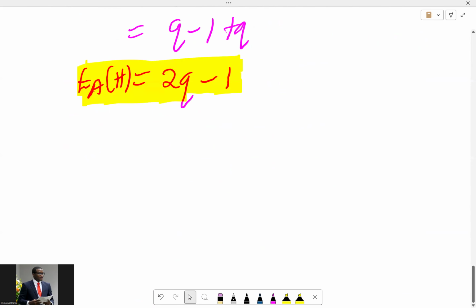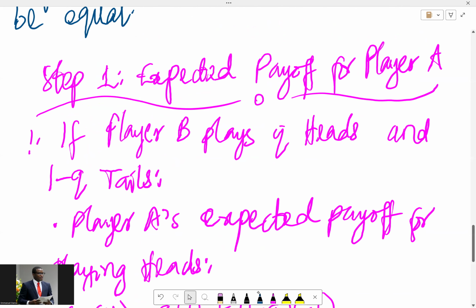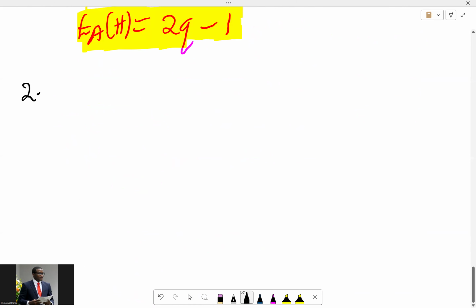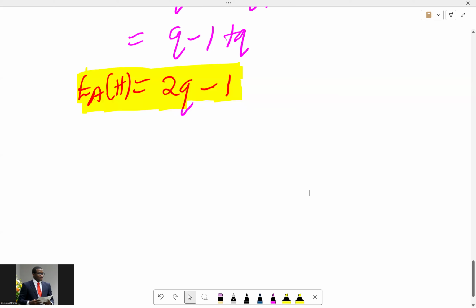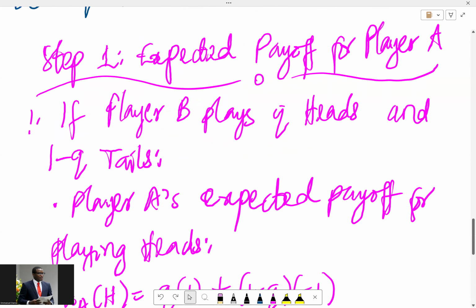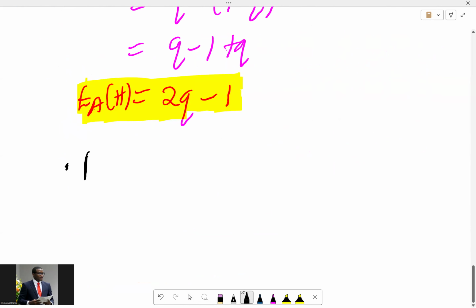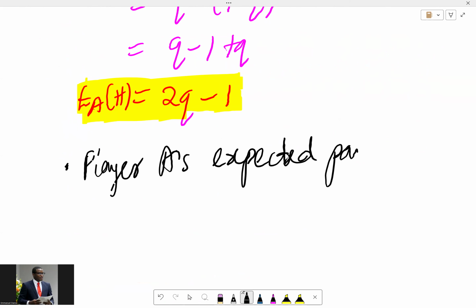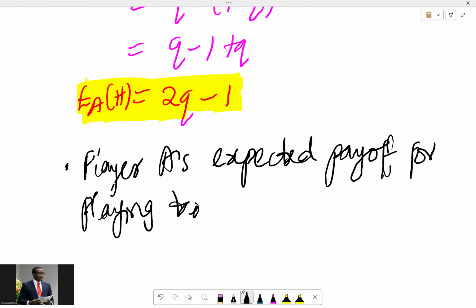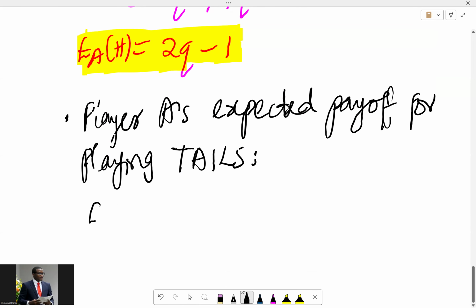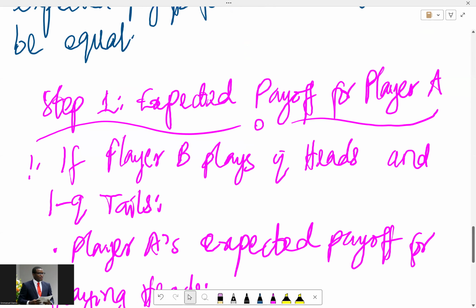Now, number two. So the second one here, still on this. So if player B plays Q heads and 1 minus Q tails, player A's expected payoff for playing heads will be this. So still on player A now. We also know that player A's expected payoff for playing tails, for playing tails, will be such that we have expected payoff for playing tails for A equal to, now let's go to the table and see that again.